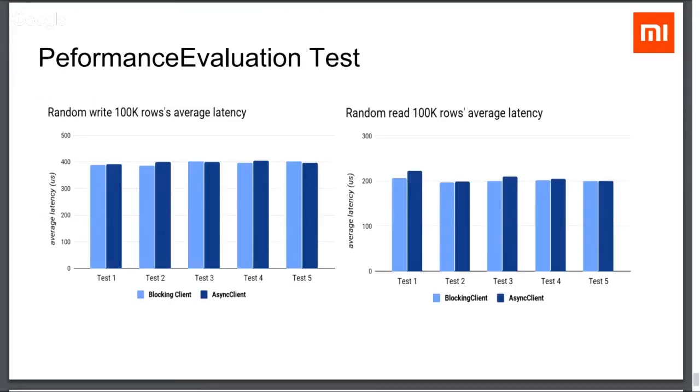And we did some tests for the async client. We did this test by starting an async get or put to get a CompletableFuture and waiting there until it completes. The latency result shows that the async client has almost the same latency as the blocking client. So welcome to use the async HBase client in HBase 2.0.